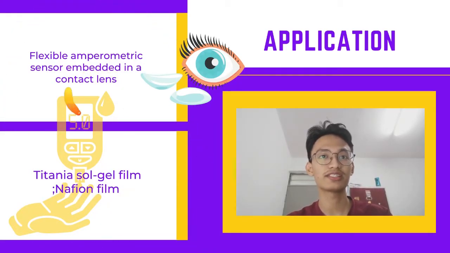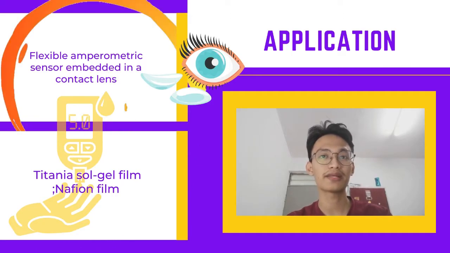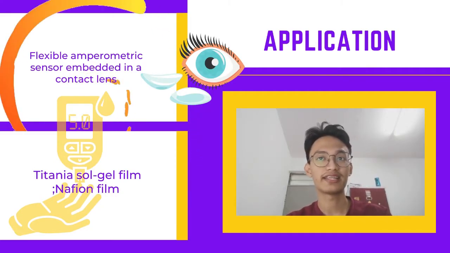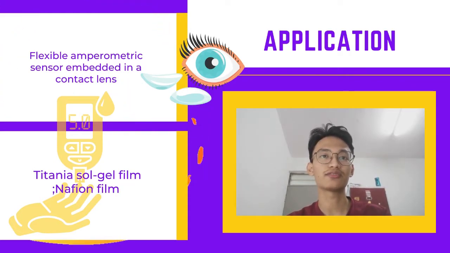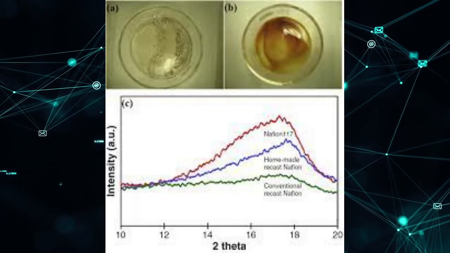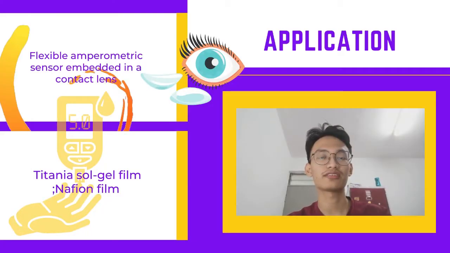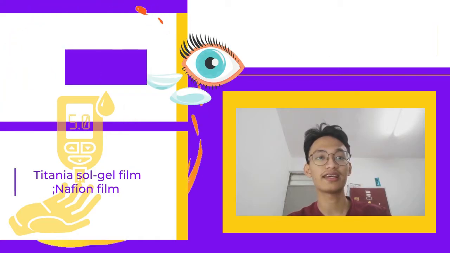This glucose sensor was created by depositing titanium, palladium, platinum metal electrodes on a PET sheet and molding it into the shape of a contact lens. Following that, a titanium sol-gel film was applied to the surface to immobilize glucose oxidase, and a Nafion film was used to eliminate interfering chemicals such as ascorbic acid, lactate, and urea.